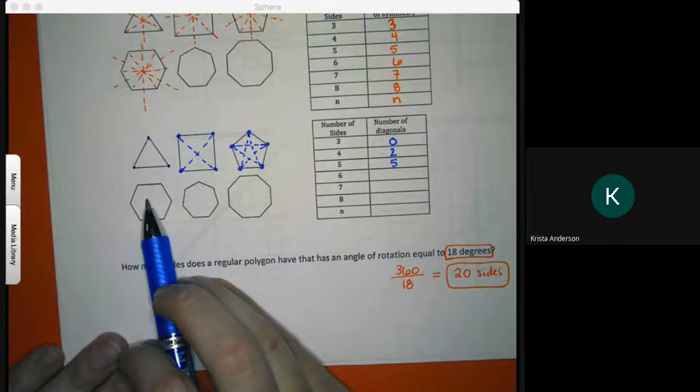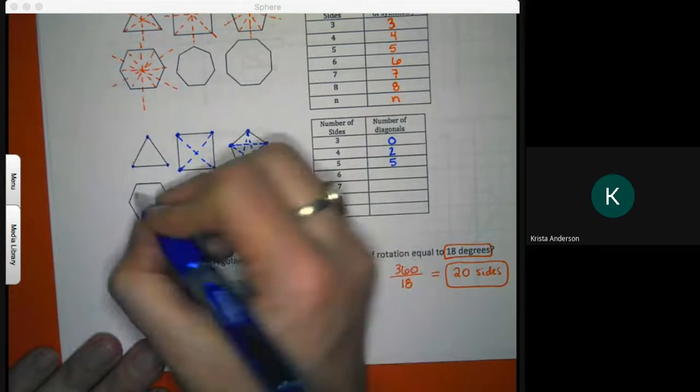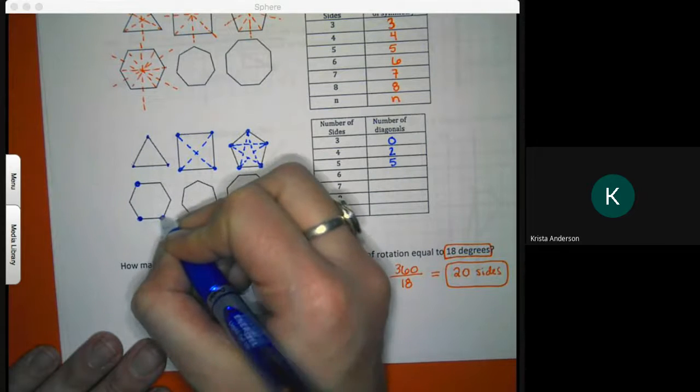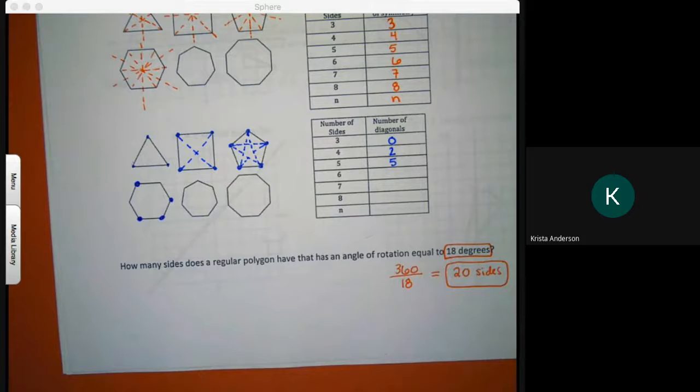Six-sided. This point can go to this diagonal, and that one. So each one should have 3. You want to be careful from the corners. If it's already drawn, don't count it again.